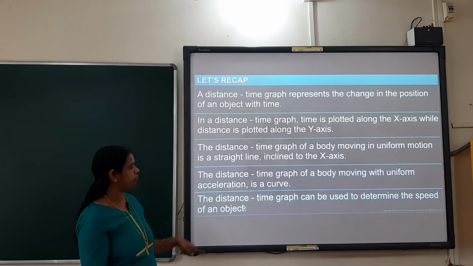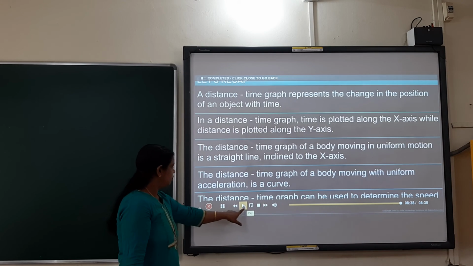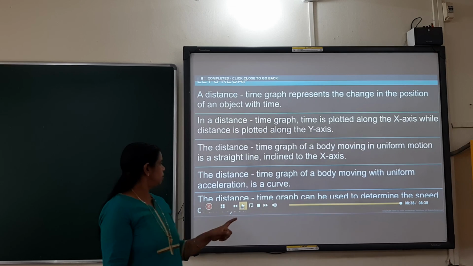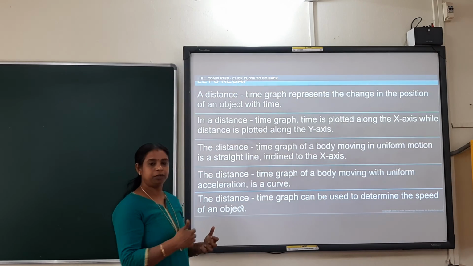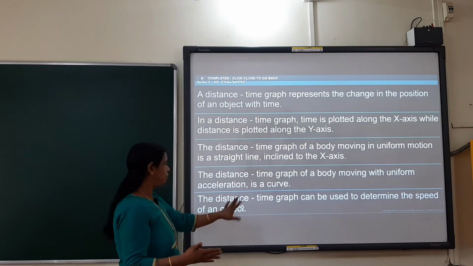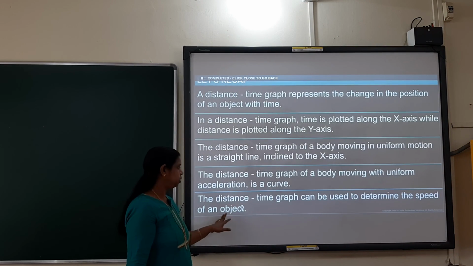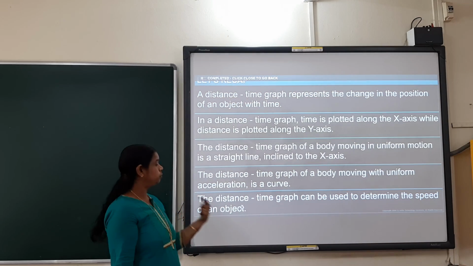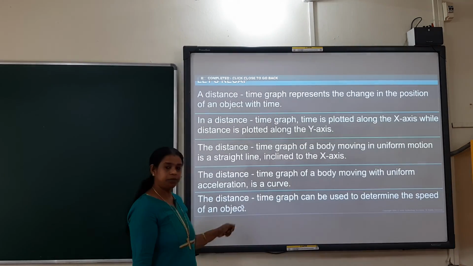The distance time graph can be used to determine the speed of the object or speed of the moving object. Any object, we can find its speed from the distance time graph. That is, the slope of the graph represents the speed of an object.